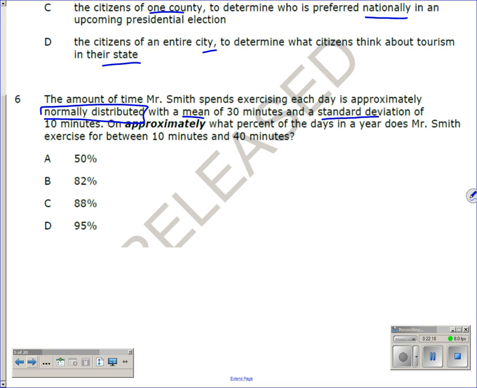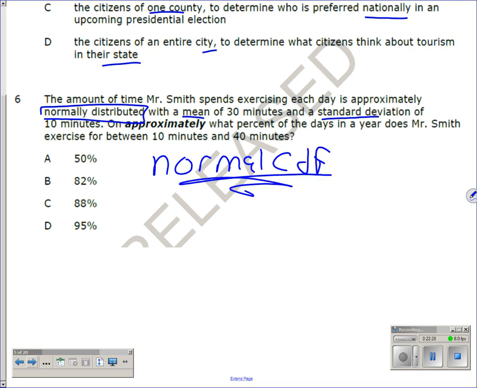Calculator. What are we doing in our calculator? Normal CDF. Yeah. Normal CDF, thank God. Absolutely. Okay, if it's giving you your mean and standard deviation, it's asking for probability. All right, that is always normal CDF. So remember in that screen, you're going to have to type in a lower, an upper, your mean, and your standard deviation.